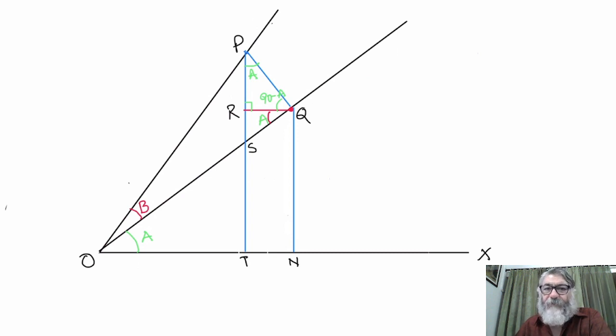For this we have taken a point P on OP. From that we have dropped a perpendicular PT on OX, which cuts the line OQ at S. From P we have also drawn a perpendicular PQ on OQ, and from Q again a perpendicular QN is drawn on OX. And from Q a perpendicular is drawn on PT. So there are a lot of things happening here.